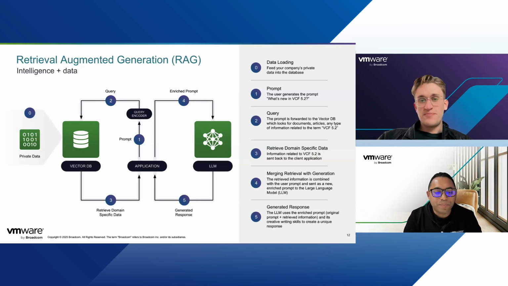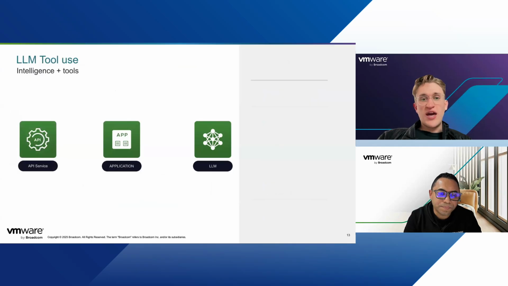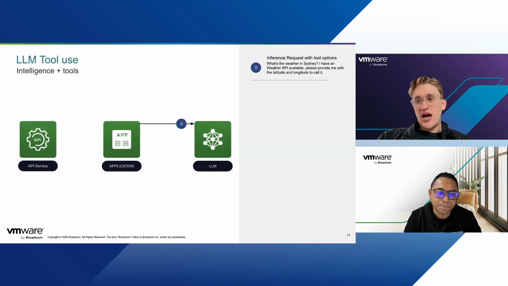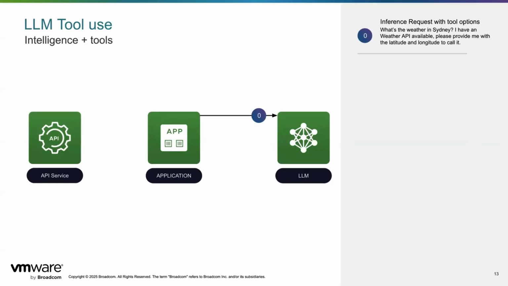Yeah, got it. So now we can start to think about another interesting pattern here, which is how can we enable a large language model to do more things rather than just reading data? How can we enable it to interact with different tools? And so in this example, what we're going to see is how a large language model can call an API on our behalf.